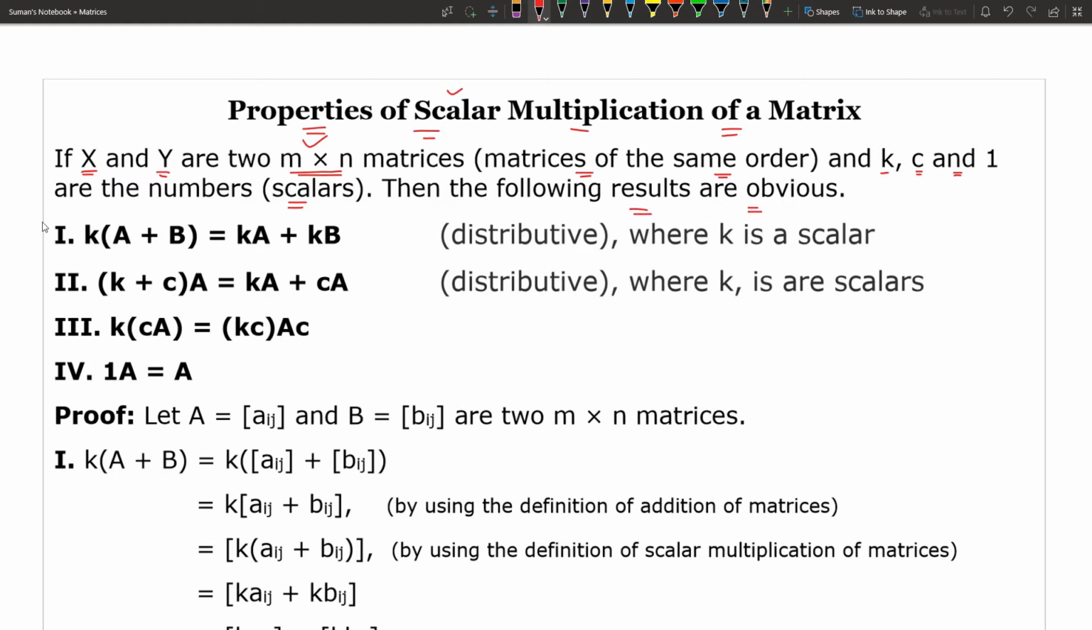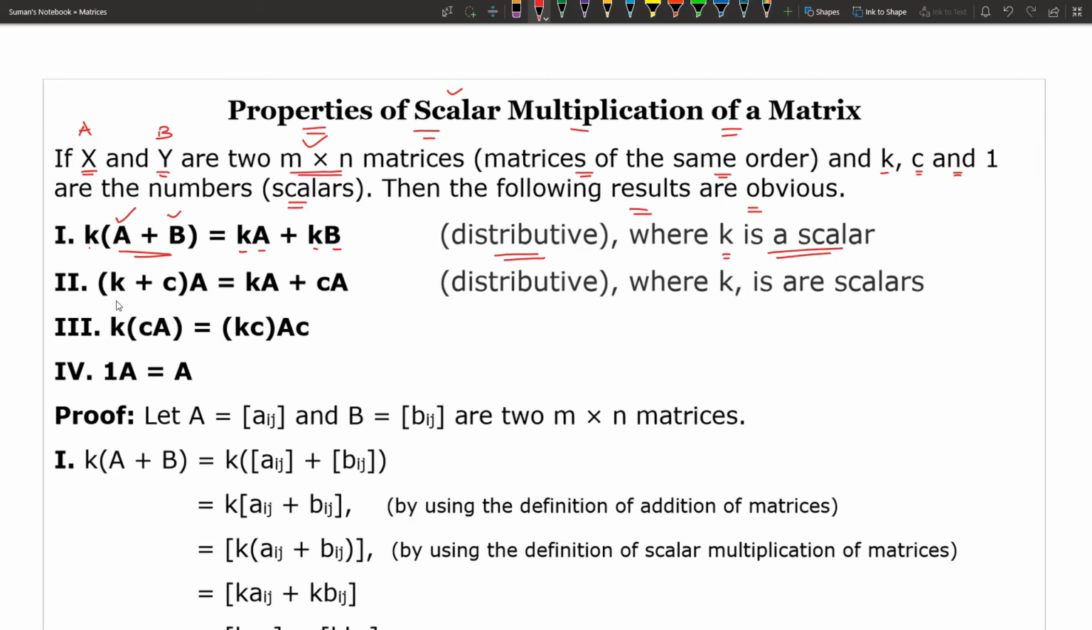The first one is k into (A plus B), where A and B are matrices. That can be written in the form of k into A plus k into B. Here we have written X in place of A and Y in place of B. That property is known as the distributive property, where k is a scalar.